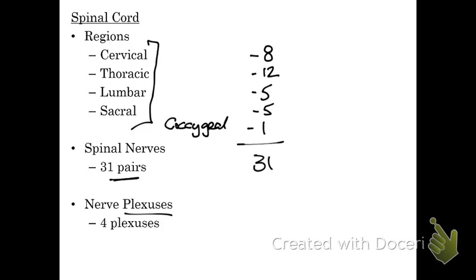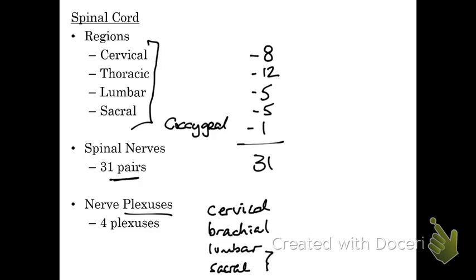Then there are 4 regions where these nerves travel off together. In the neck, the cervical plexus; going to the arm, the brachial plexus; going down the anterior thigh and leg, the lumbar plexus; and going down the posterior thigh and leg, the sacral plexus. Some books will combine this and call this the lumbosacral plexus, but I'm going to keep it separate because I think there's a lot of benefit in keeping it as 2 separate groups of nerves.